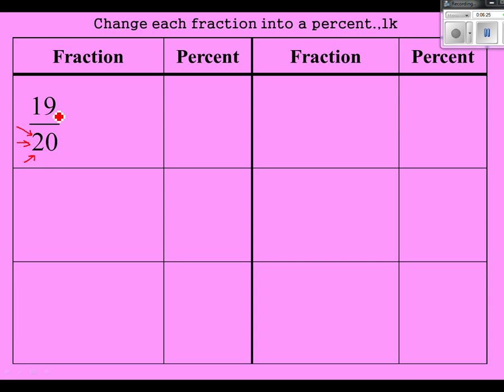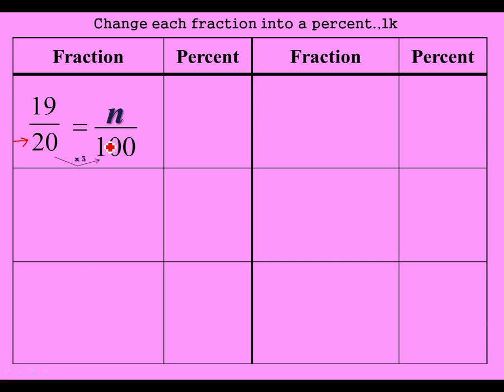So like I said, it's nice when this denominator is a factor of 100, and that makes it really easy because then you can just compare it to 100. So 19/20, all you have to do now is look at how many times 20 factors into 100. And it factors into it 5 times. And multiply that on the top.